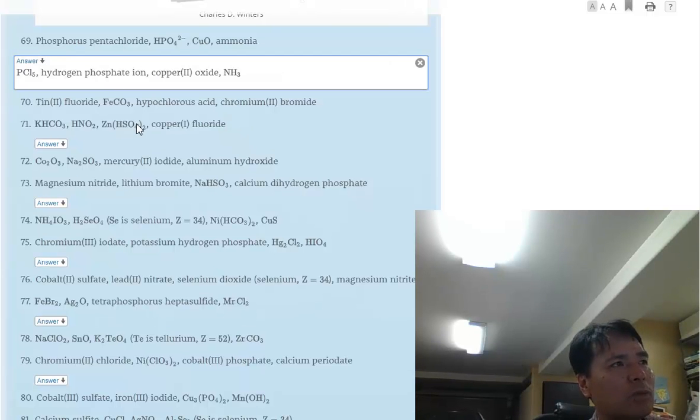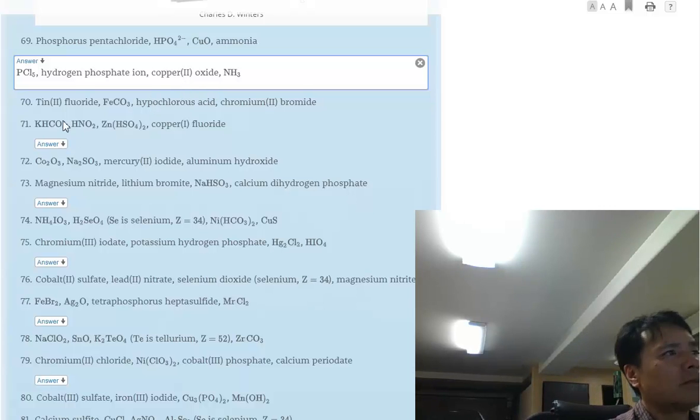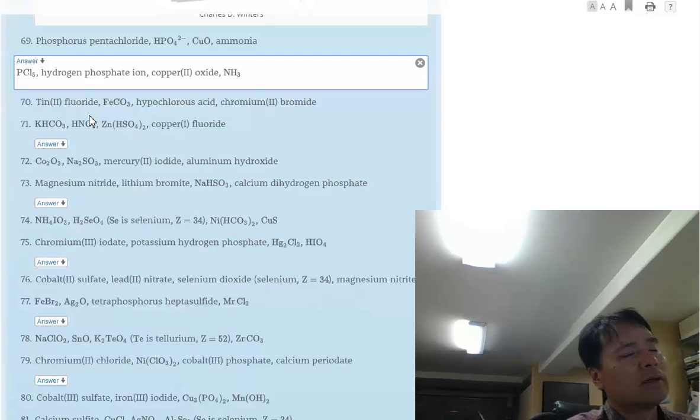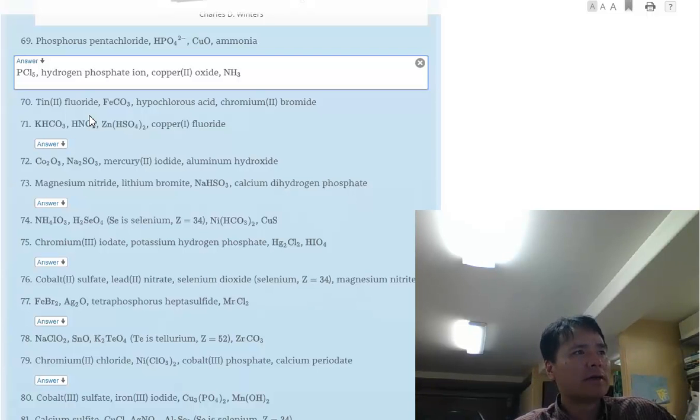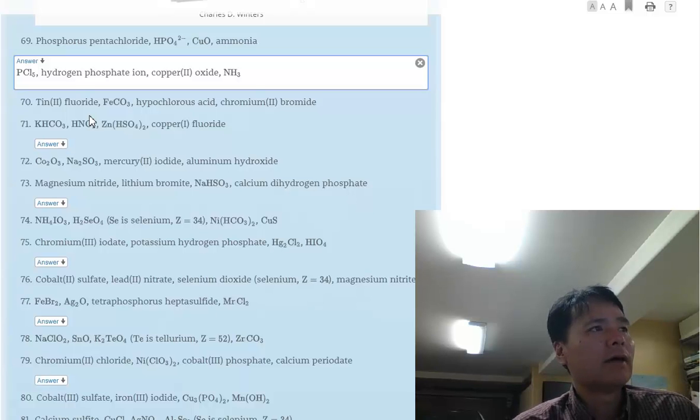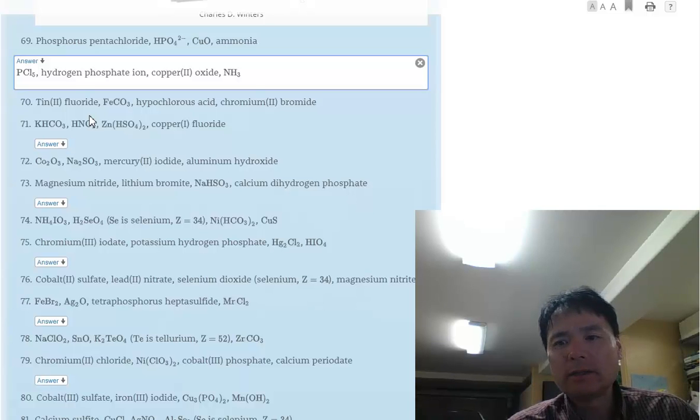So, okay, here we have the names here. Alright, number 70, tin 2 fluoride would be tin 2's Sn 2 plus, fluoride's F minus, so it's going to give us 2 fluorides, which would mean SnF2. And then we have the FeCO3. Carbonate is a 2 minus, and so that means that iron has to be a 2 plus, and so that would be iron 2 carbonate or ferrous carbonate, and that would be Roman numeral 2, that is in parentheses.